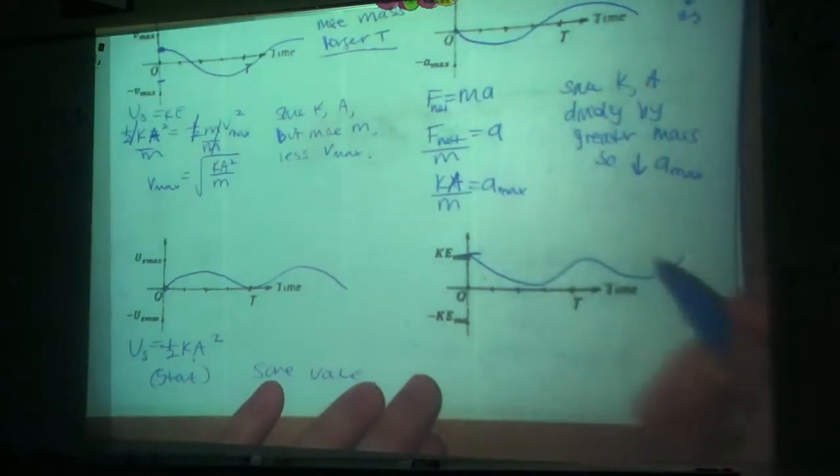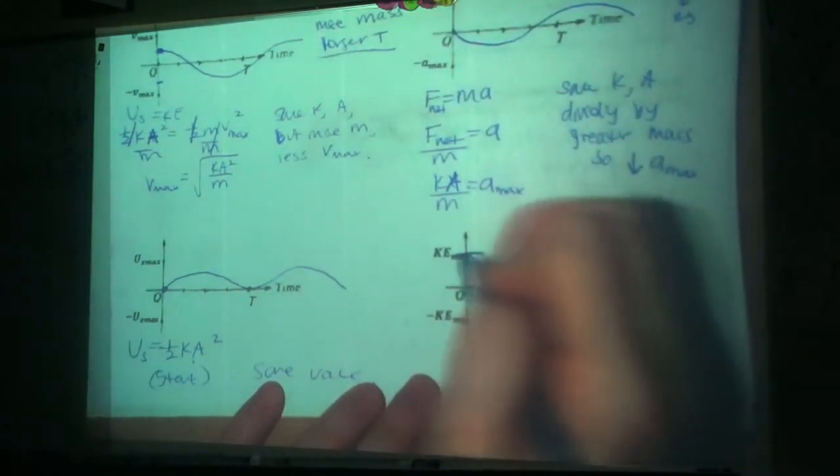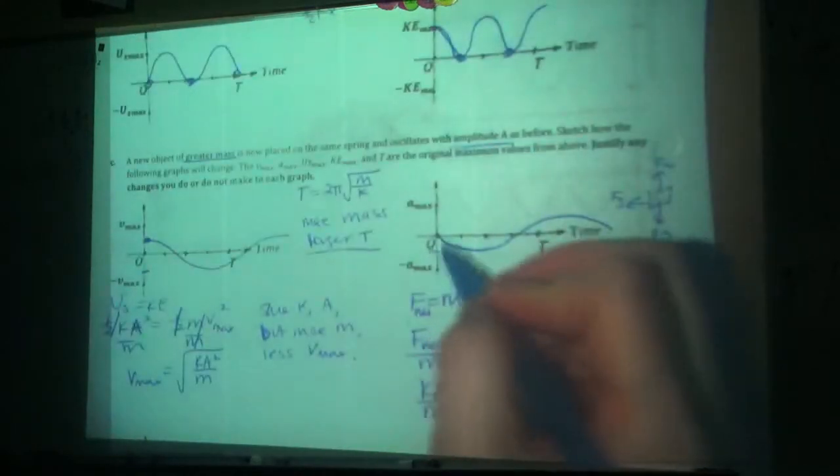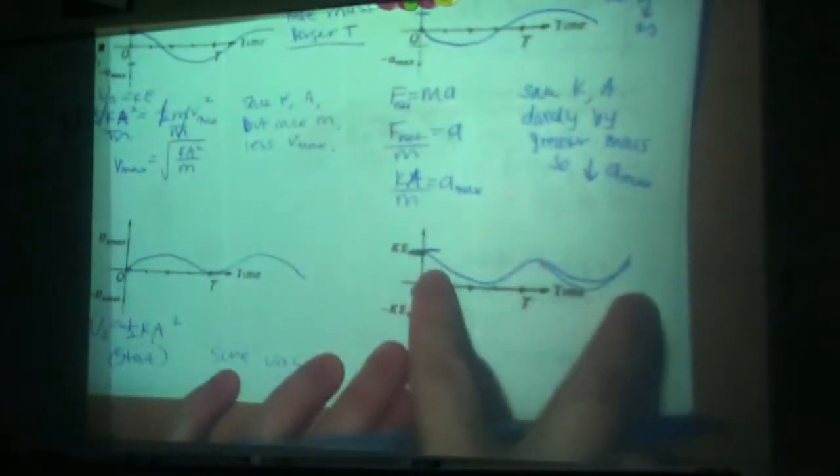So same value. You want to make sure it's obvious that it's going up to the same amount, not lower, like these were clearly lower. If it was higher, make sure it's higher. So it's the same value, but then spread out over more time.